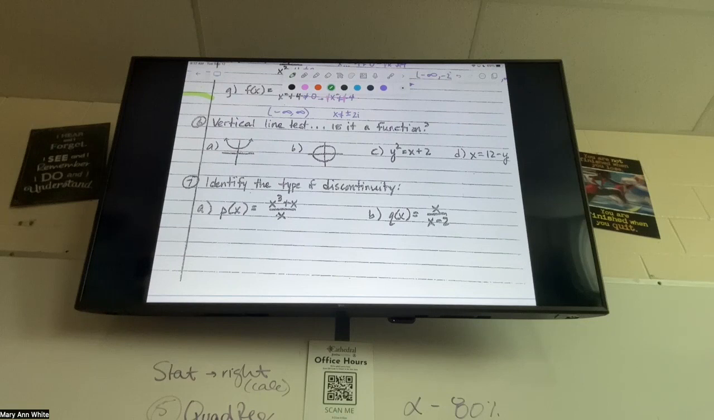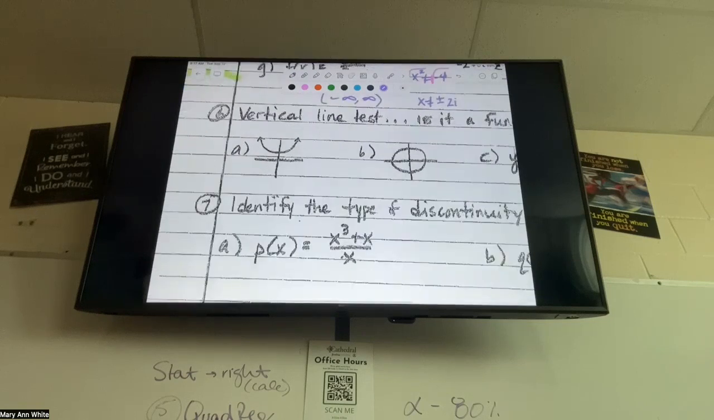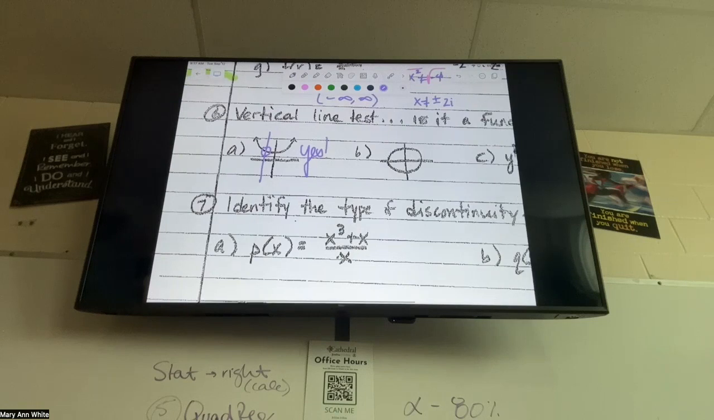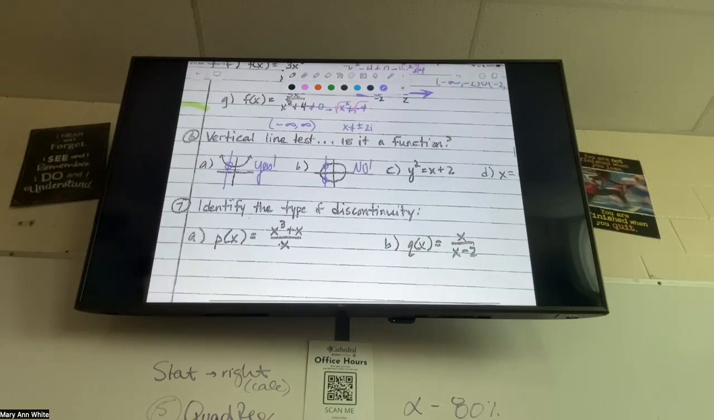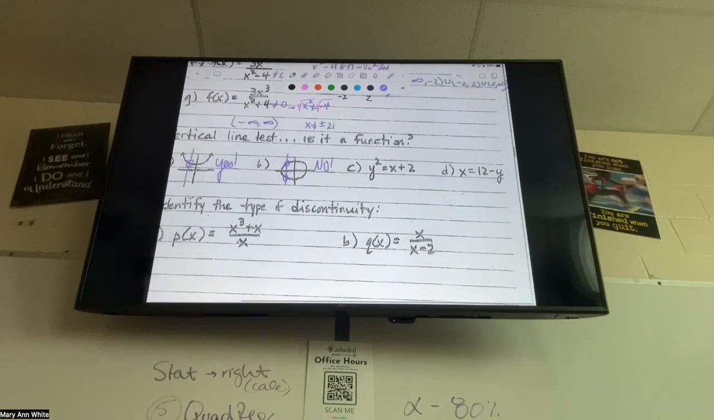Okay. Jumping to this next part, we've got vertical line test. Is it a function? We know vertical line test. Is this first one a function? Yeah, perfect. What about B? No, good. Oh shoot, those first two were really easy because there were pictures and now there are no pictures. When I get to C, let's get y by itself before we decide anything.